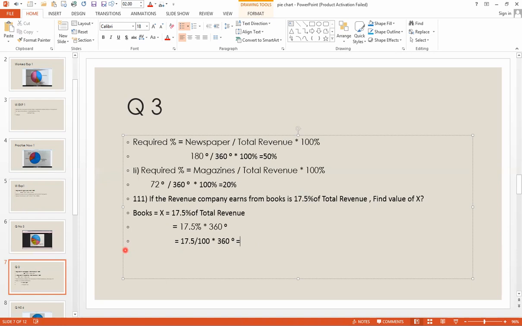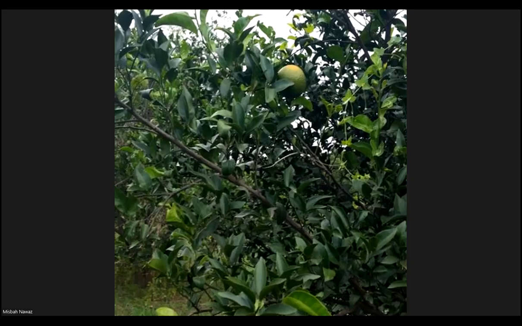After solving, you will get the value, and that value is 63 degree. And that value shows the value of books, or the value of X. This is all about question number 3. I think now the third part is easier. Very good. This is all for today. So Allah Hafiz.